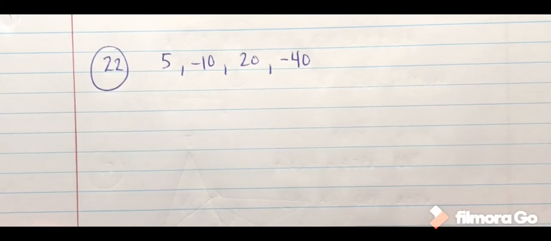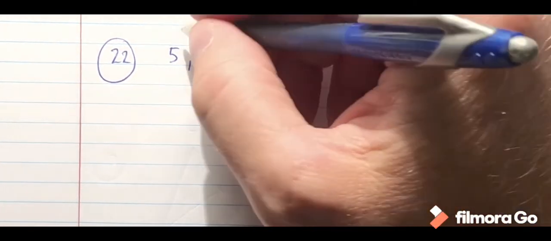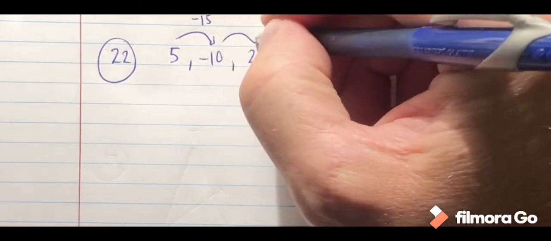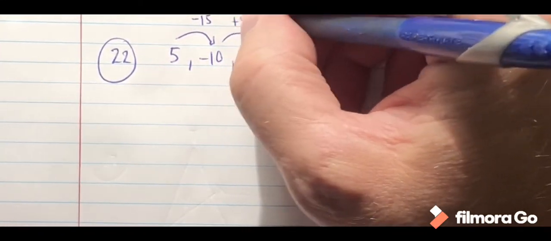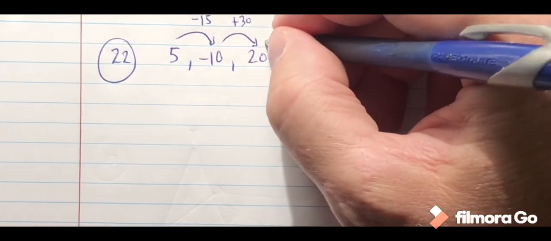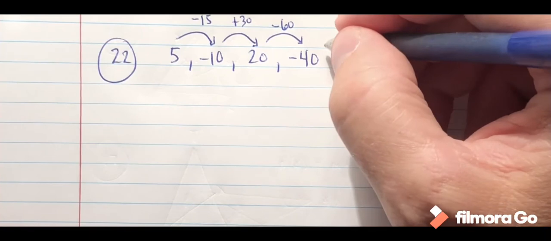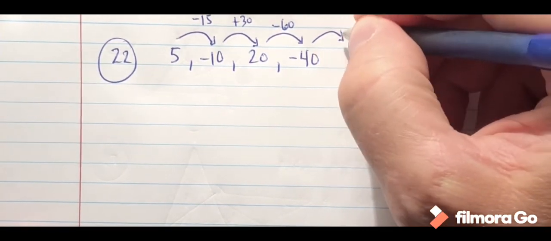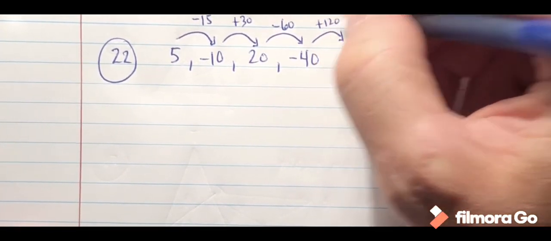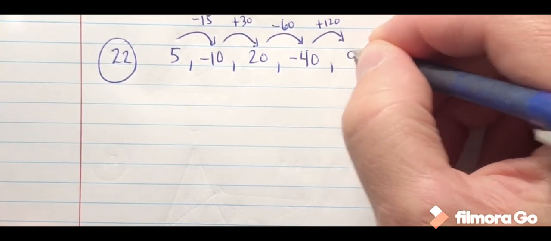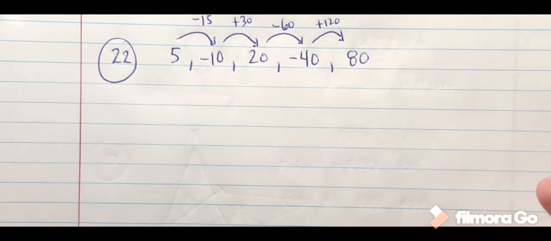Okay, for number 22, it wants us to make a conjecture about the next term in the sequence. So as we look at this, we see here that we decrease by 15, then we increase by 30, and then we decrease by 60. So on the next one, we are going to increase by 120, which when we increase by 120 will make our next term 80.